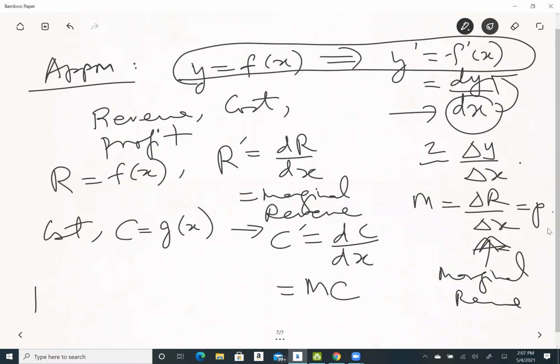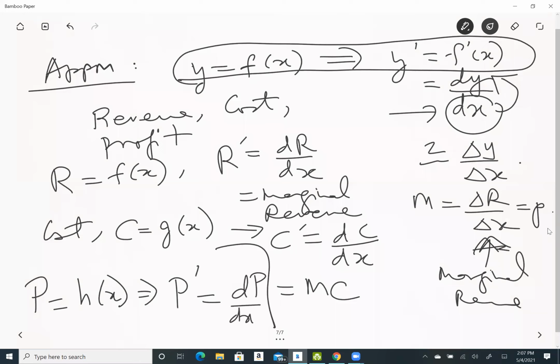And profit, you say P of x. The derivative is P prime. You call it dP/dx. What do we call it? That is marginal profit. So for the function, when you get the derivative, in economics we normally call it the marginal of whatever variable we're talking about. So the derivative is the marginal, just like the slope.